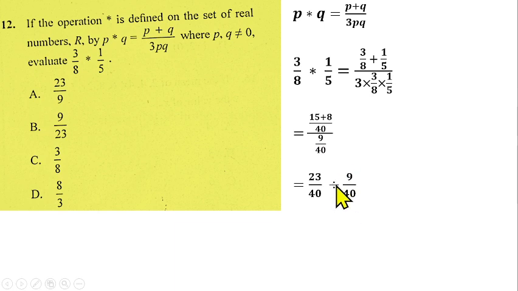You can change this division to times. So you have 23 over 40 times 40 over 9. 40 can take care of 40. So we have 23 over 9, which is option A for question number 12.